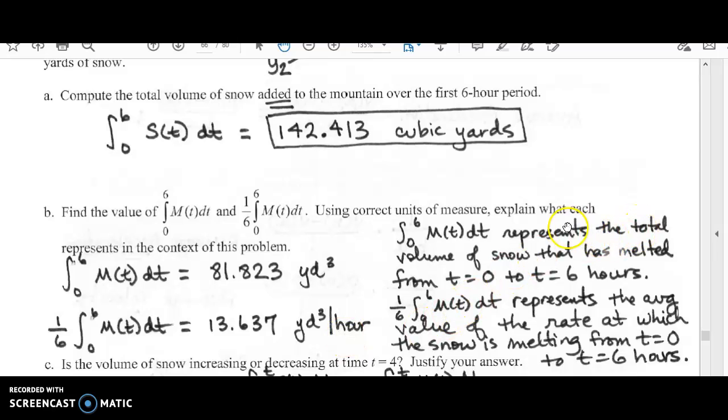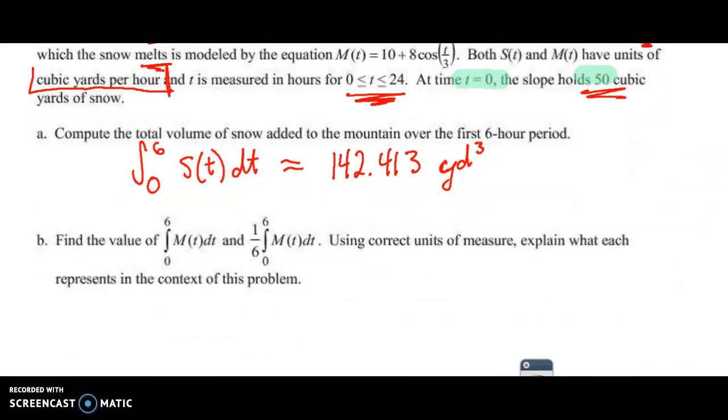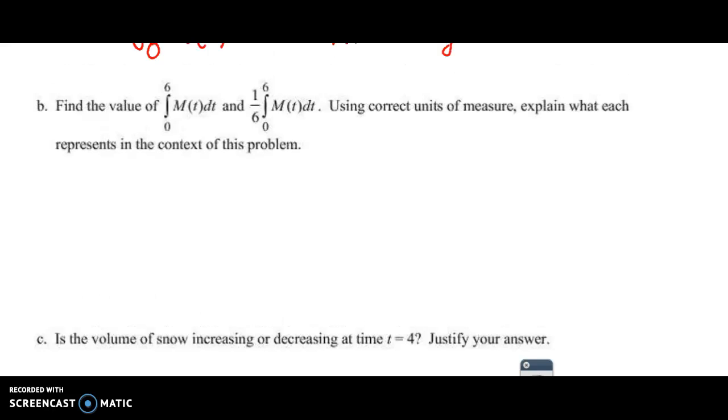So let's read through this. The first answer represents the total volume of snow that has melted, whereas 1/6 of that represents the average value, so it's the average amount that is melting per hour from t equals 0 to t equals 6. So hopefully my explanation makes sense. I know it's confusing. Please write down any questions you may have.